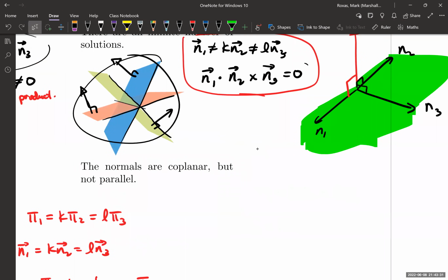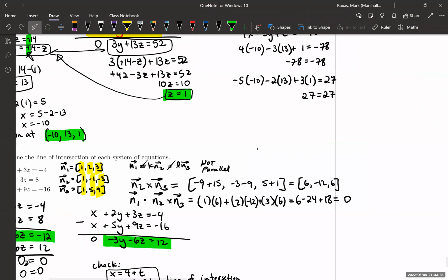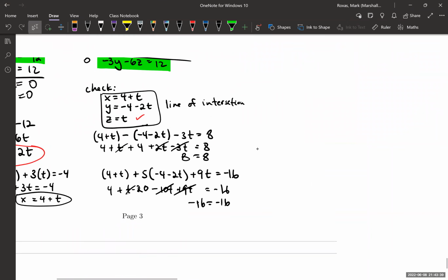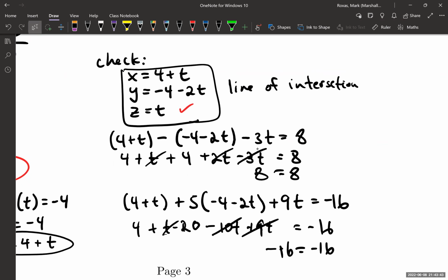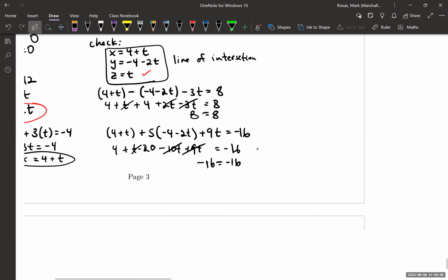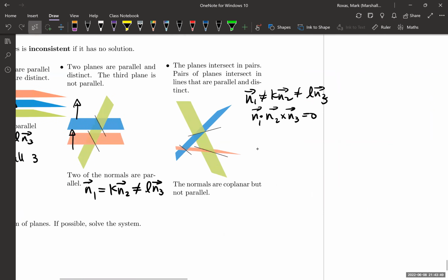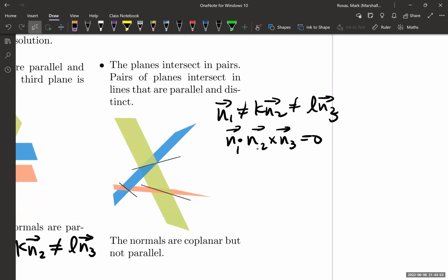But remember, in my example, we checked that line of intersection with all three planes. That's why it's so important. We checked it with all three planes. I showed the check with two planes, but we derived the equation from the first plane, right? It's using the first plane primarily in both of our systems. Here, if you came up with a line of intersection and you checked it with all three planes, it would not work. And I'll show you an example.